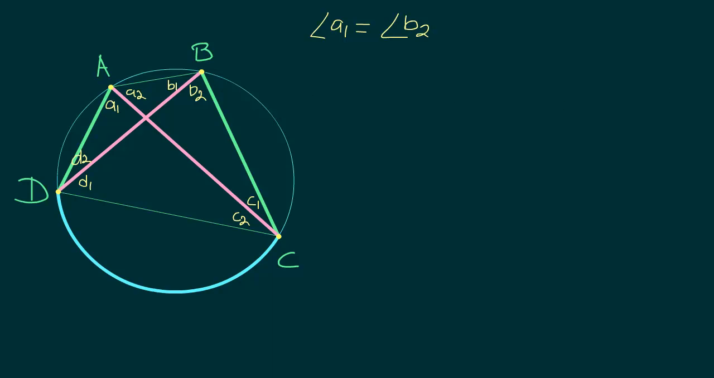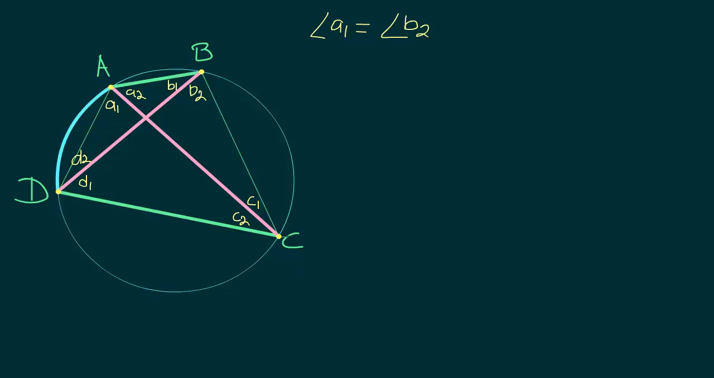So angle A1 is equal to angle B2. Next, let's focus on arc AD. So it'll look like this. This is our arc AD. So it subtends angle B1 and C2. So these two angles must be equal, B1 and C2. So let's write it over here. Angle B1 is equal to angle C2.